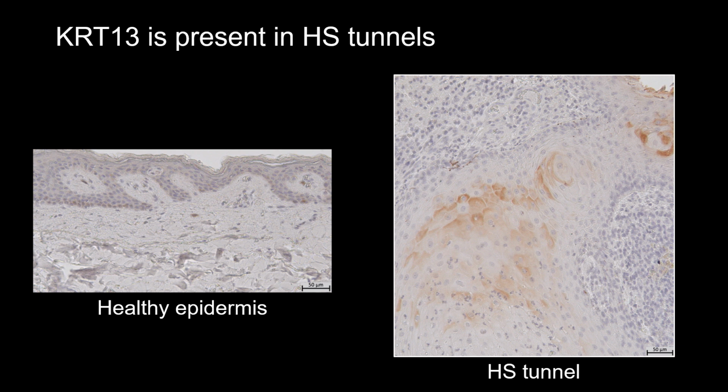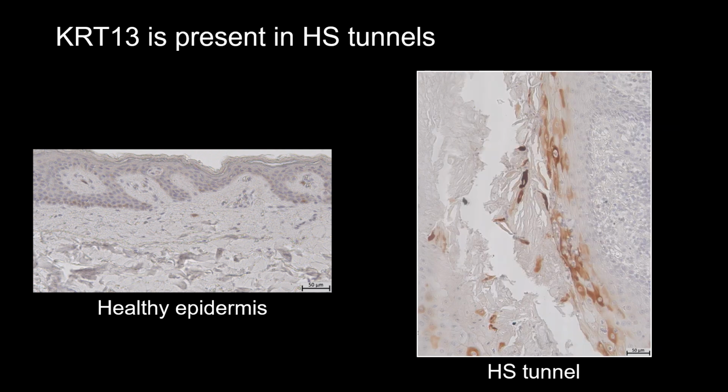So this is very preliminary data, and I did this last week, so don't ask me too many questions about it. But we did immunohistochemistry of keratin 13 on some healthy samples and on some HS samples, and we showed that keratin 13 was negative in our healthy samples in the epidermis, but it did show up in the HS tunnel as well as the invaginating epidermis. And we saw that across a couple different samples. And so this is preliminary.